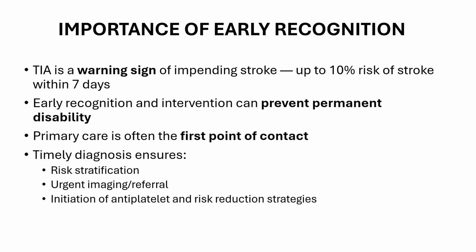So early recognition and intervention can prevent permanent disability, and primary care is often the first point of contact for patients presenting with TIA. Timely diagnosis will ensure risk stratification and urgent imaging or, if needed, referral, and initiation of antiplatelets and risk reduction strategies. So, these are the four things that we need to do as primary care physicians. First, we have to stratify these patients according to their risk, and we have to do whatever investigations we need to do, and then we have to initiate antiplatelet therapy, and then adopt risk reduction strategies.